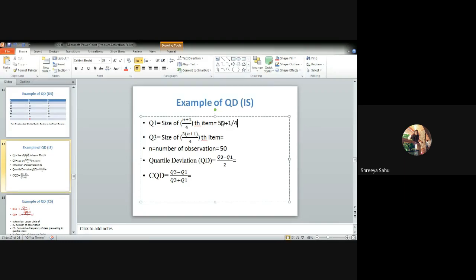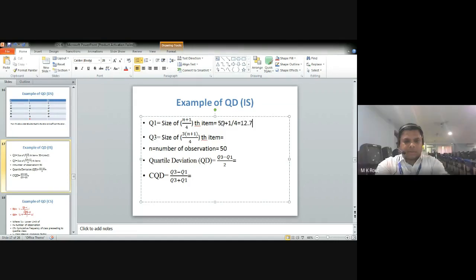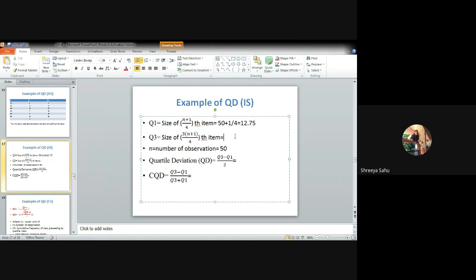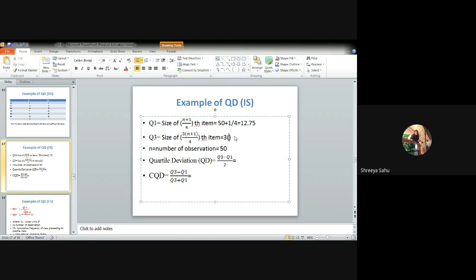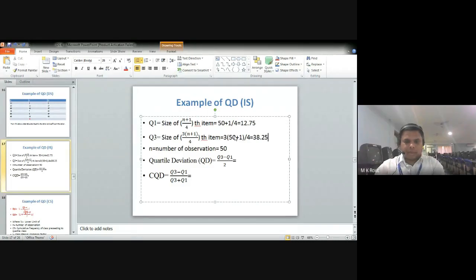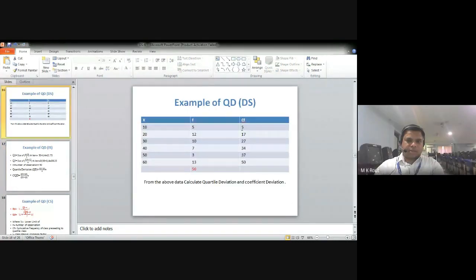Divide by 4. That equals to how much? 12.75. Okay. Moving to the next one, that is 3 into 50 plus 1 whole divided by 4. That equals to how much? 38.25. You see, in case of frequency distribution, the 12.75 lies in between which area?